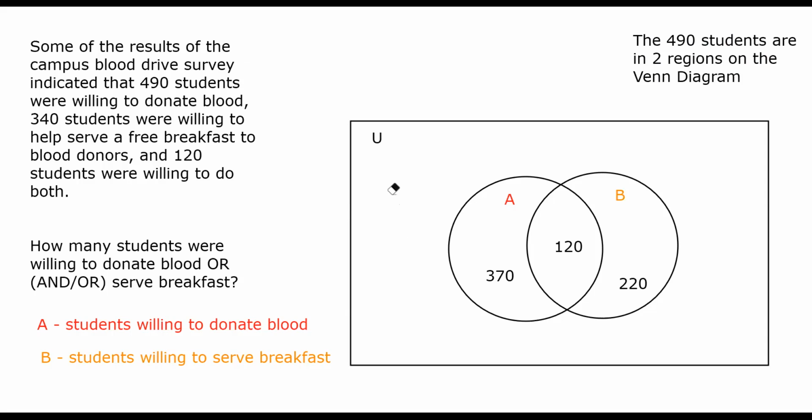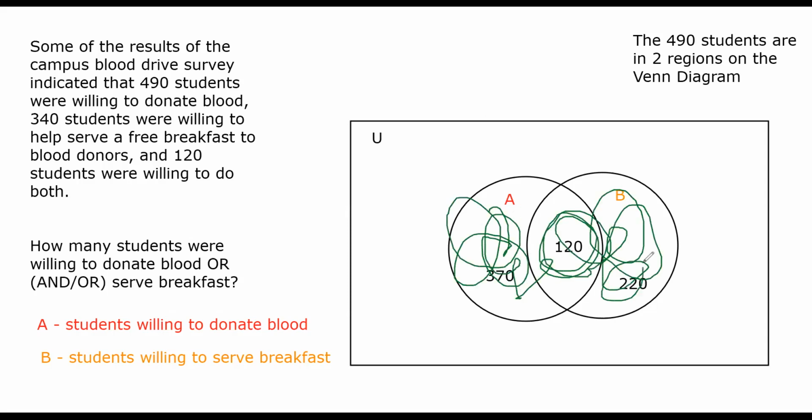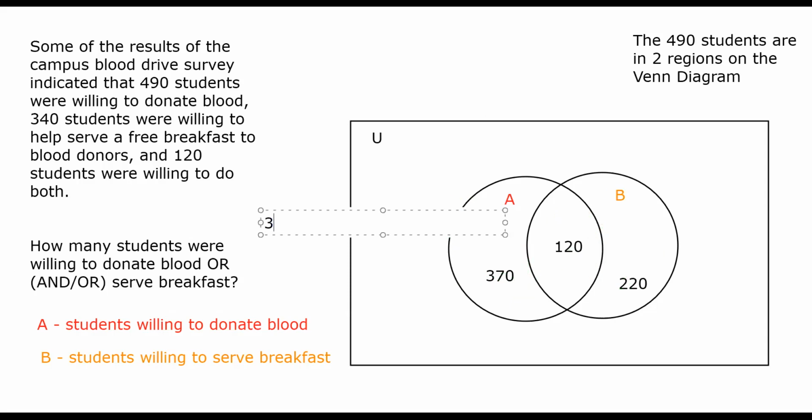So we don't need to really know what the number is outside here, because the question is: how many students were willing to donate blood or serve breakfast? That is going to be all three of these regions. That's going to be this region, this middle region, and this last region here. It's going to be all of them. It's going to exclude everything outside the circles. So I just have to add up. The answer is 370 plus the 120 in the middle plus 220.